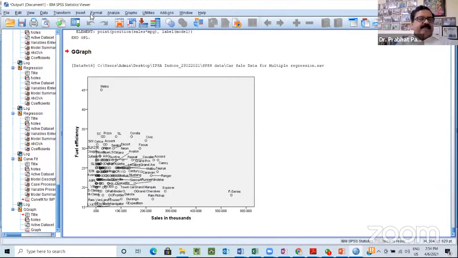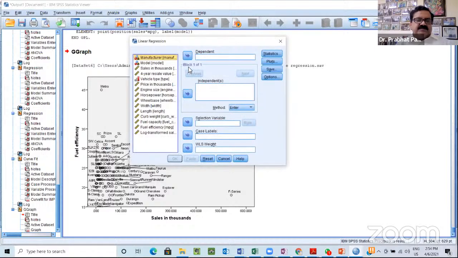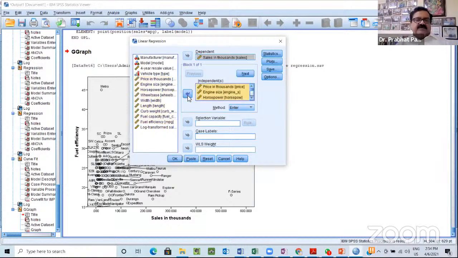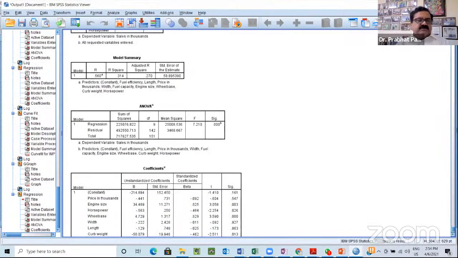For example, if I just show you the result, so if I go to regression, go to linear, and then try to model the sale based on, let's say, all these kind of factors: price, engine size, horsepower, wheelbase, width, length, curb weight, fuel capacity, fuel efficiency. So I've taken all these factors as independent. So I'm running a multiple regression and then I just want to see the result, how it works out.